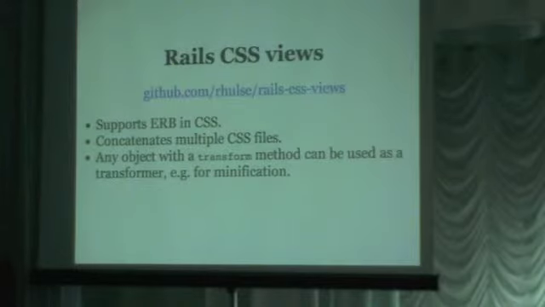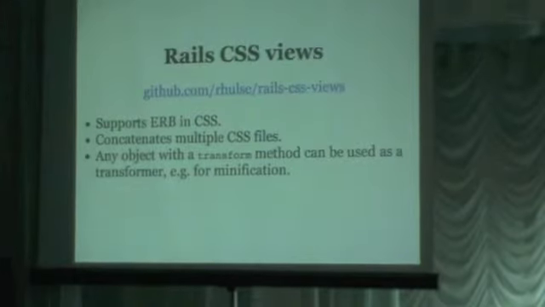It can concatenate multiple CSS files, and you can apply lots of transformers to it. So any object which responds to a transform method can be used to take the CSS and turn it into something else. So for example, you could take a lot of CSS with comments and spacing, and you could minify it just by having a minifier object which responded to transform.